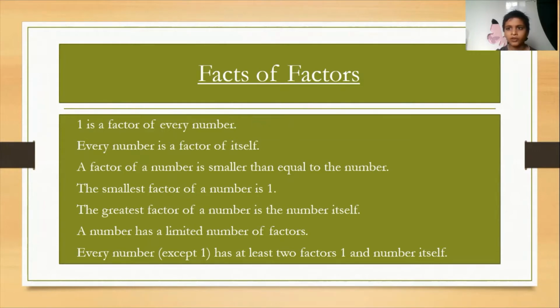Means 42 ones are 42. Now 42 is a factor of 42, so the number itself is the biggest; a factor cannot be bigger. It can be smaller, but not bigger. It can go up to the number itself. A number has a limited number of factors. Every number except 1 has at least 2 factors: 1 and the number itself.